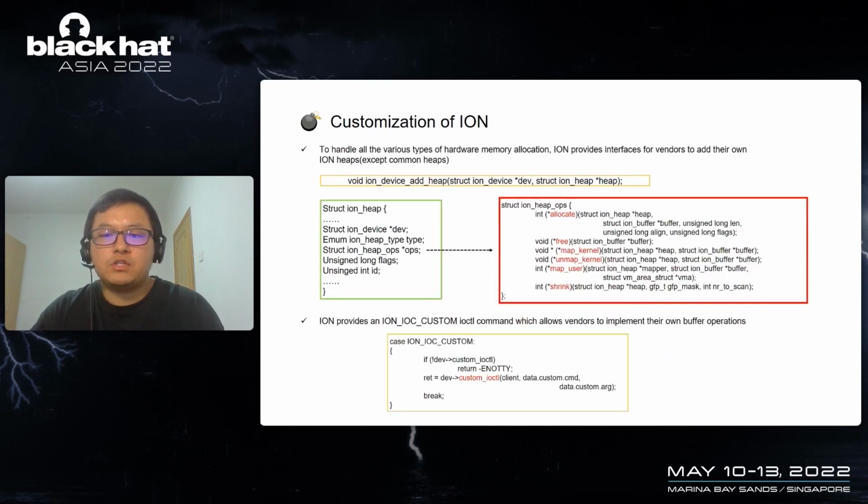Vendors can use the function ion_device_add_heap to add their custom ION heap. Every ION heap must implement its ion_heap_ops. Ion heap operations contains the functions used for memory allocation, free and map operations, and so on. Vendors need to implement these functions for their custom ION heap. And also, vendors can add custom IO control commands for their own buffer operations.